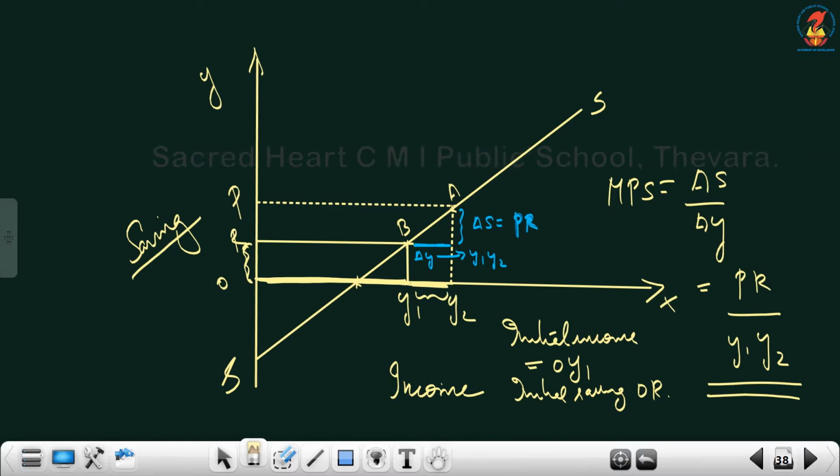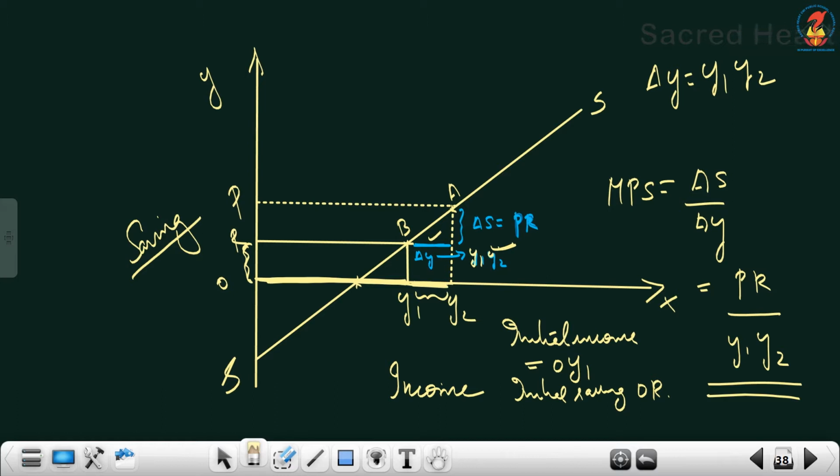So what is the change that has happened in income? Y1Y2. That is what I have written here. Delta Y is equal to Y1Y2. And the same area parallelly I have marked here with the blue color. That is delta Y, Y1Y2 is delta Y. Now, as a result of this change in the income, saving has also increased in the economy. Initial saving was only OR, now the saving is OP. That means a difference PR has happened for savings.